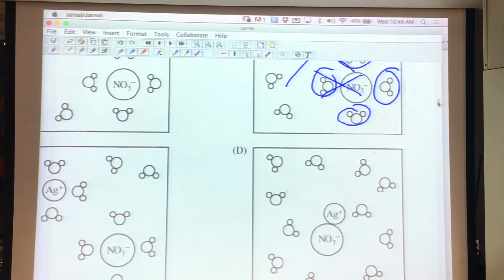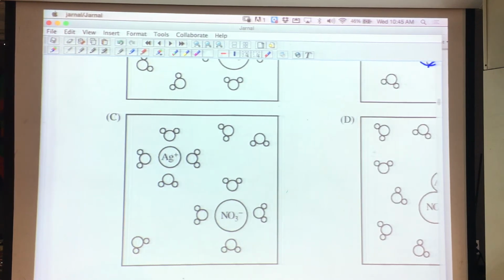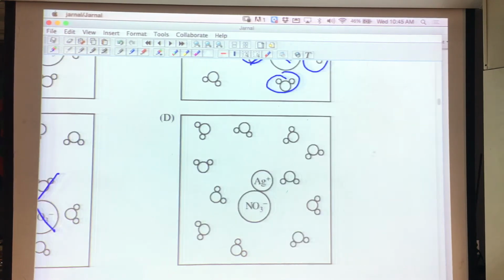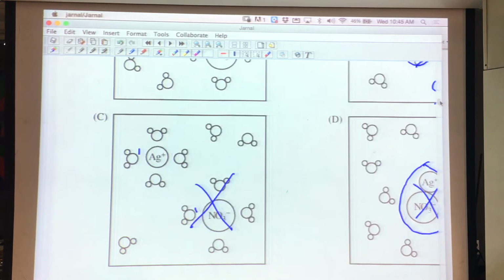Okay, it's all about molecule-ion attraction. This is the negative ion attracting the positive. I like that. This is the negative part of water attracting the negative. Makes no sense. And of course, D is showing them together as a solid, and for reasons we know, nitrate is always spectating. So A is the correct answer.